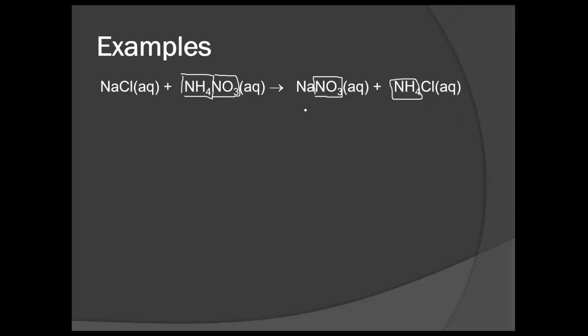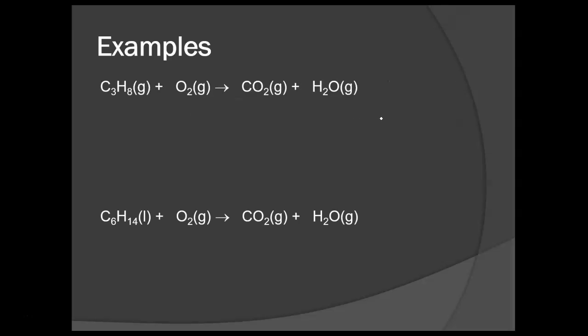Now, this was kind of a stupid example to use, but if we look at this as it is now, treating these as individual entities rather than individual elements, I see 1 sodium and I see 1 sodium. I see 1 chlorine, I see 1 chlorine. I see 1 NH4 and I see 1 NH4. I see 1 NO3 and 1 NO3. So those are all balanced. And so we don't have to use any coefficients to modify that. Okay.